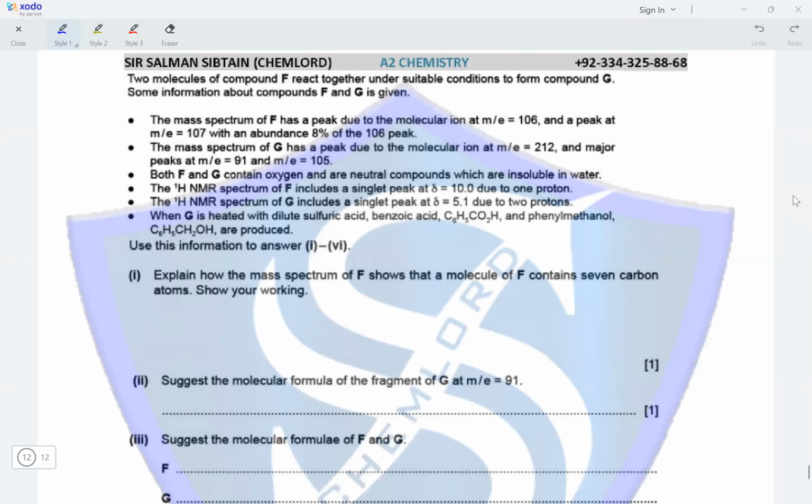Two molecules of compound F react together under suitable conditions to form compound G. Some information about compounds F and G is given. The mass spectrum of F has a peak due to the molecular ion at m/e 106 and a peak at m/e 107 with an abundance of 8% of the 106 peak. The mass spectrum of G has a peak due to the molecular ion at 212 and major peaks at m/e 91 and 105. Both F and G contain oxygen and are neutral compounds which are insoluble in water.